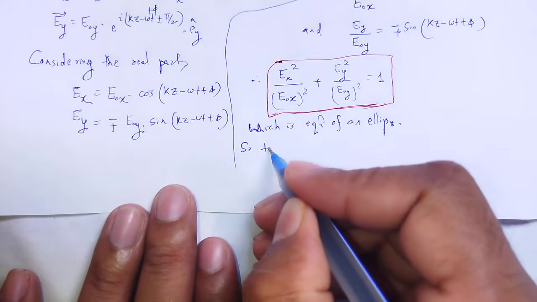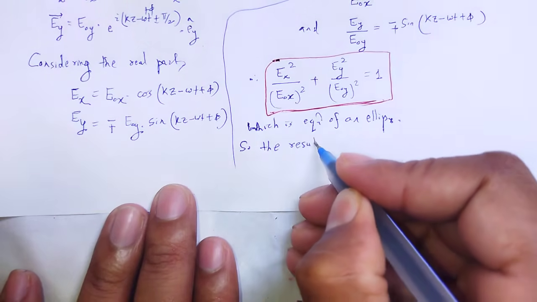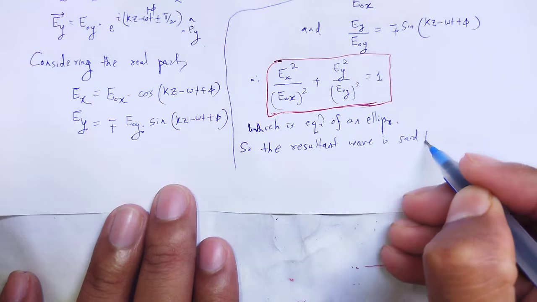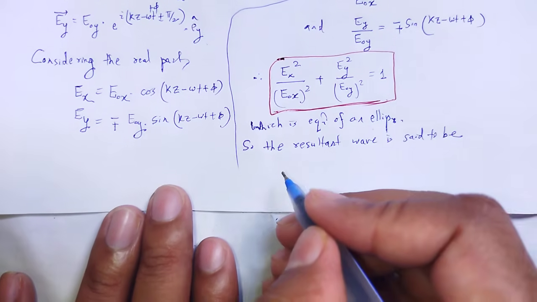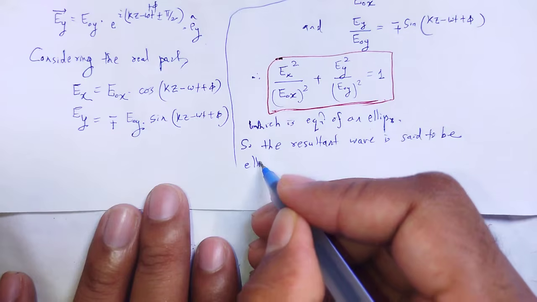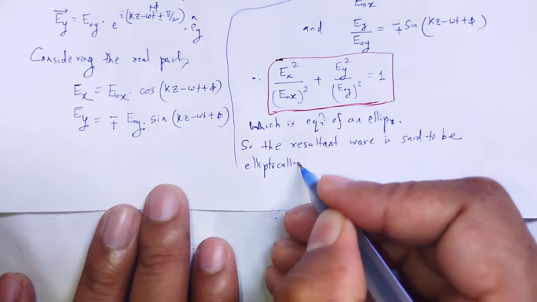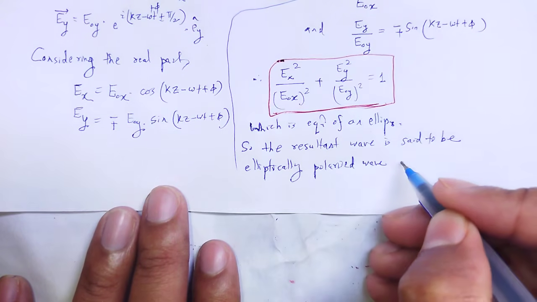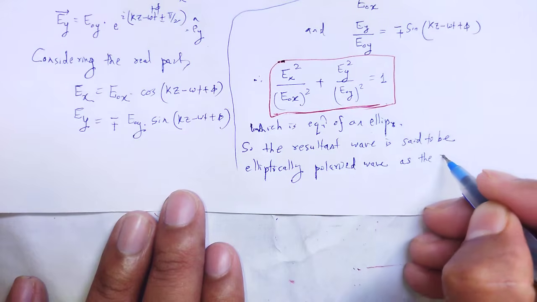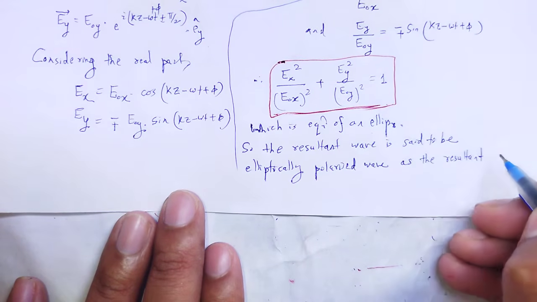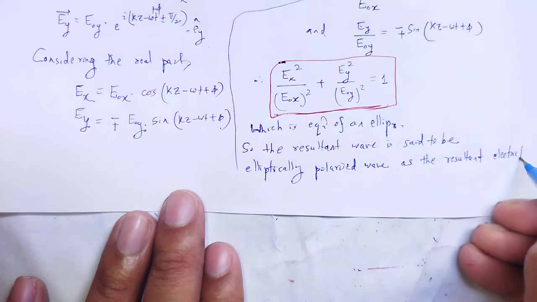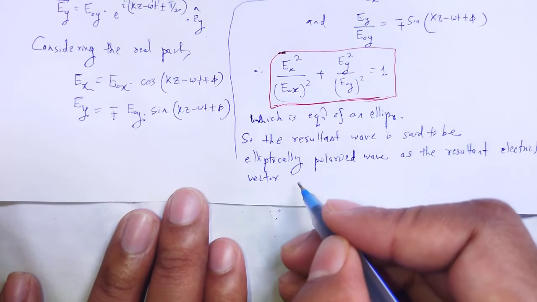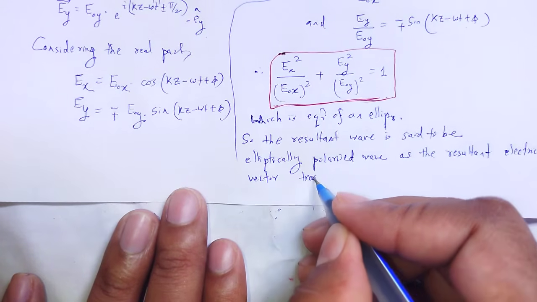So the resultant wave is said to be elliptically polarized wave, as the resultant electric field vector traces out an ellipse.